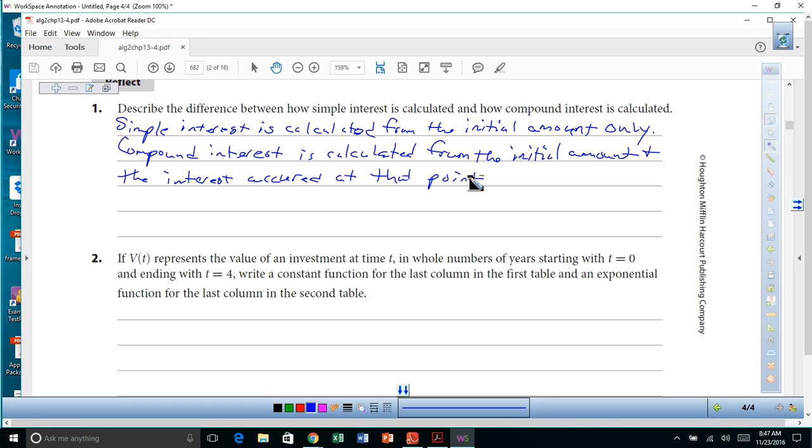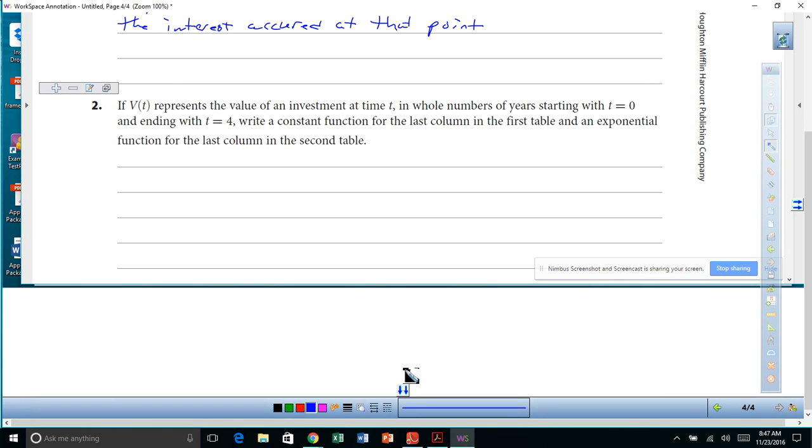All right, good. If V sub t represents the value of an investment at time t and whole numbers of years starting with t equals 0 and ending with t equals 4, write a constant function for the last column in the first table and an exponential function for the last column in the second table.